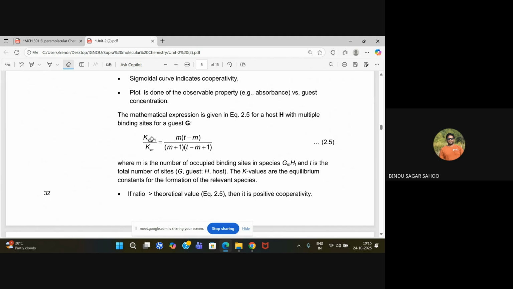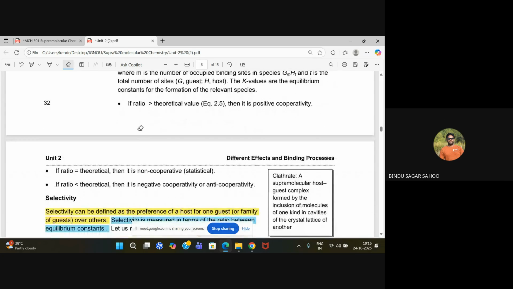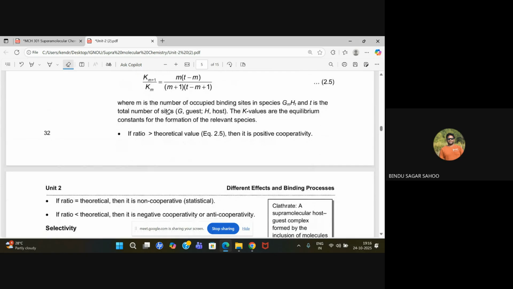If you take this type of expression, you can find this ratio value. If this ratio value is more than the theoretical value, then it is called a positive cooperative effect. If the ratio is more than 1, or more positive, then we can say this is a positive cooperative effect. If the ratio is equal to the theoretical prediction, then this is a non-cooperative effect. If the ratio value is negative or less than the theoretical value, then it is called an anti-cooperative effect or a negative cooperative effect.